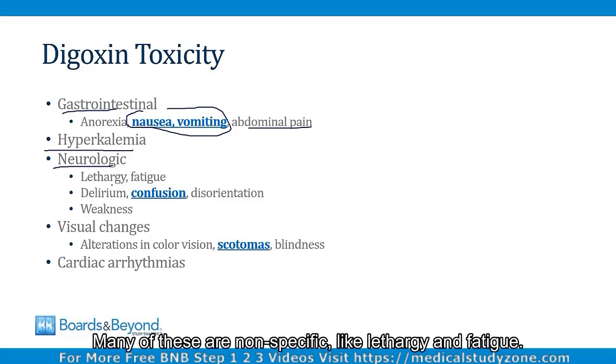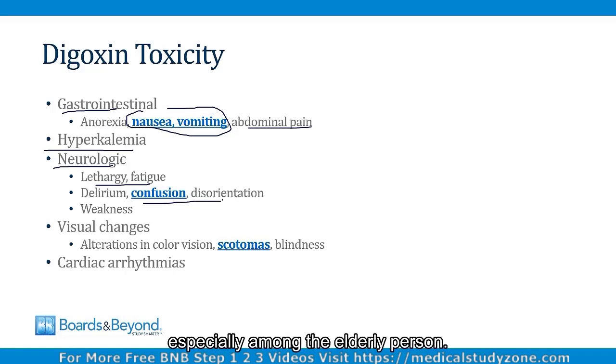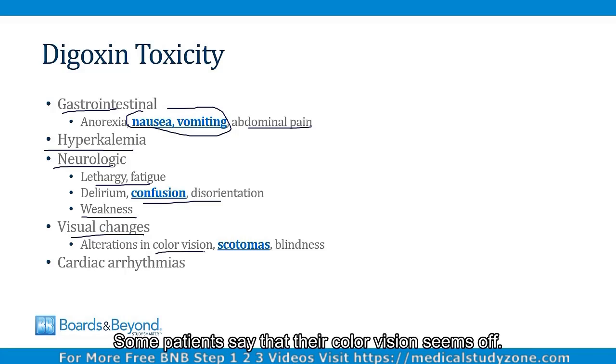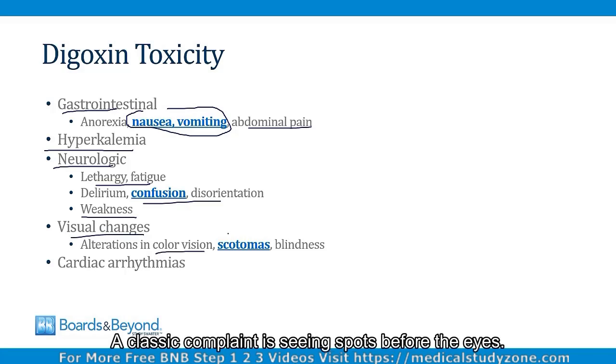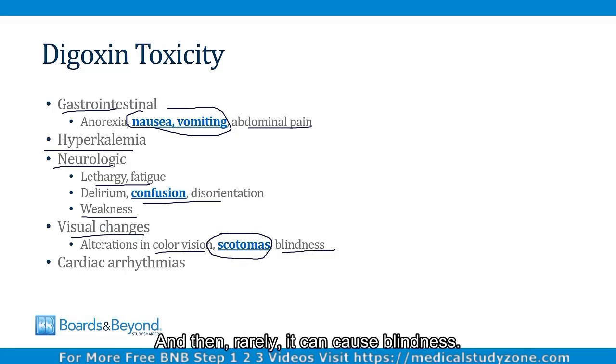Many of these are nonspecific, like lethargy and fatigue. The classic one to know for your boards is delirium, confusion, and disorientation, especially among an elderly person. Patients can also develop weakness. Visual changes are a classic occurrence in digoxin toxicity. Some patients say that their color vision seems off. A classic complaint is seeing spots before the eyes. This is called scotomas, and then rarely it can cause blindness.